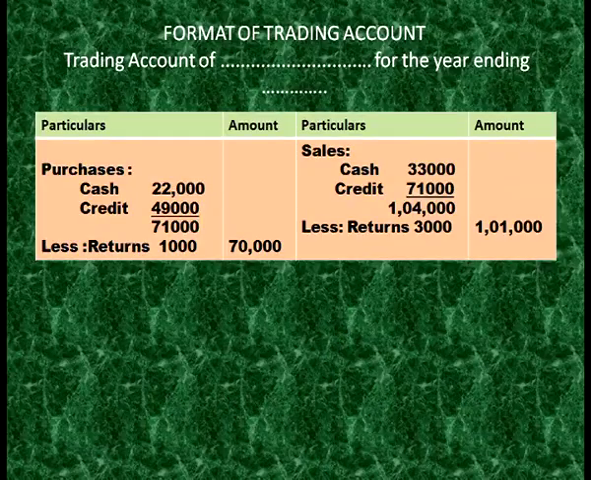You can see how it is shown in the trading account on the debit side. Purchases, cash purchase and credit purchase, both of them are added. From that, the returns is subtracted and 70,000, the net purchases, is shown in the outer column of the trading account.